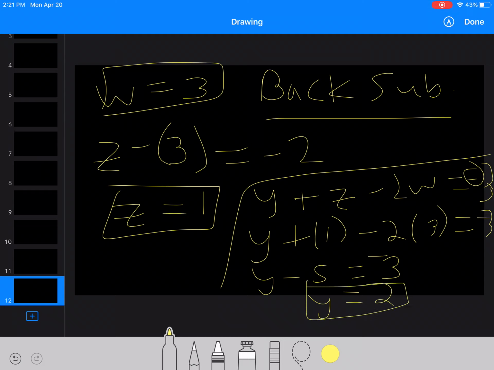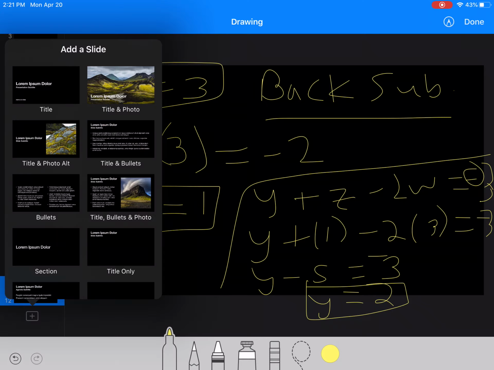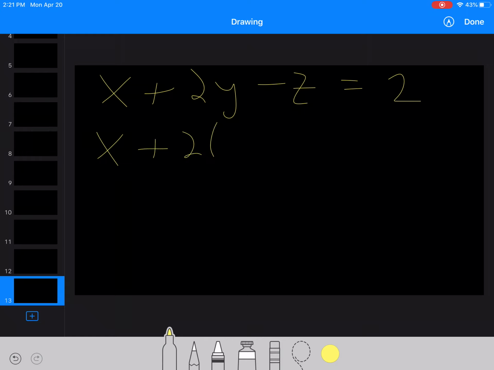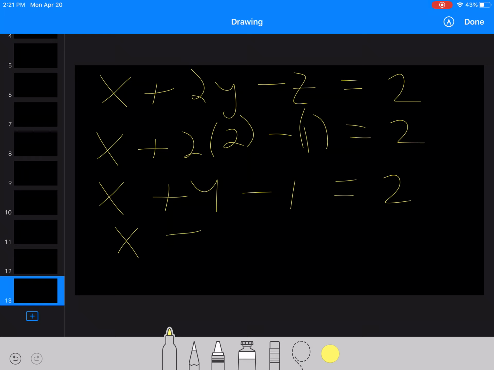Okay, so we're almost done. We got our w, we got our z, we got our y. The last thing we need to do is figure out what our x is. So remember our x, first row, looked like this. We know what y is. Y we found was 2. We know what our z was. In this case, z was 1. And there was no w on that first row. Okay, so plus 4 minus 1 equals 2. X plus 3 equals 2. X is going to be negative 1.